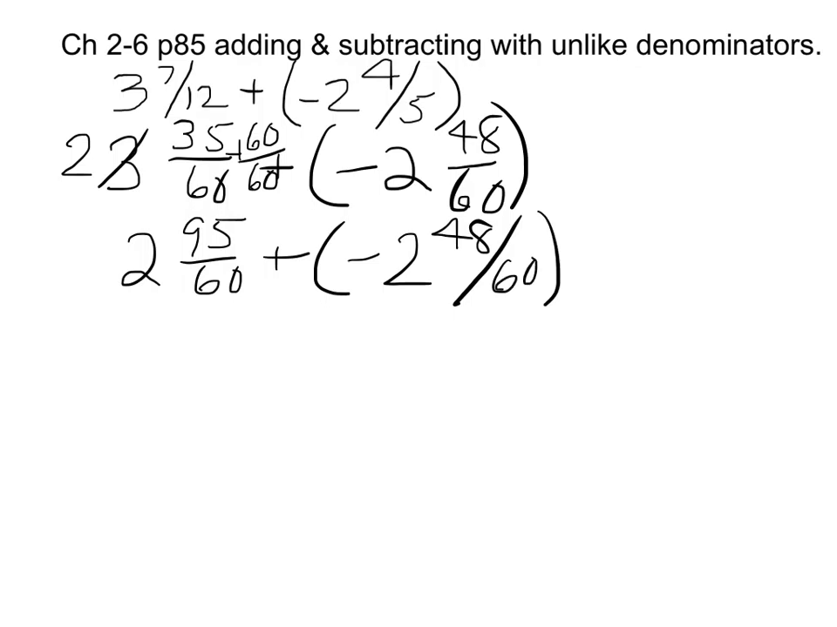2 minus 2 is 0. 95 minus 48 leaves me with 47/60ths. And then we have to ask ourselves if we can simplify, and no, we can't. So the answer is 47/60ths.